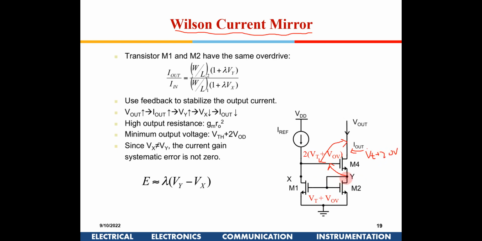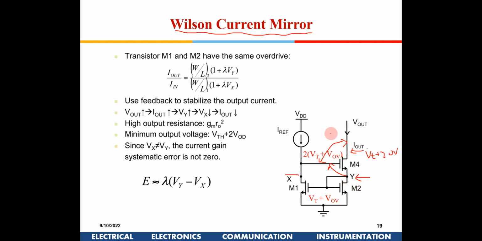But it also has systematic error, because this is VT plus VOV, whereas this is just VOV. So it has systematic error also. But the thing is, it is simple and it consumes less power.